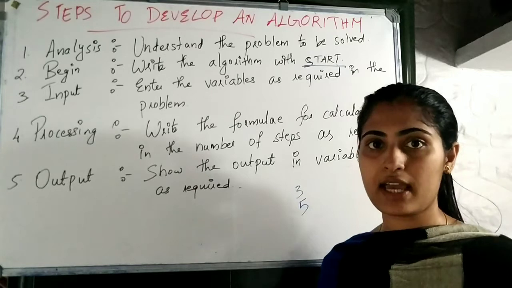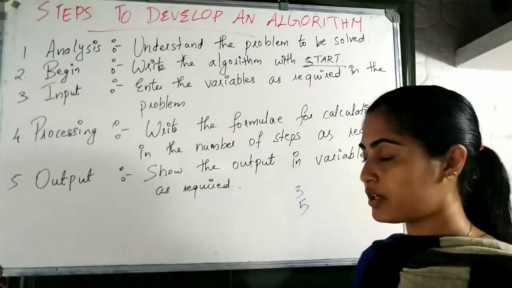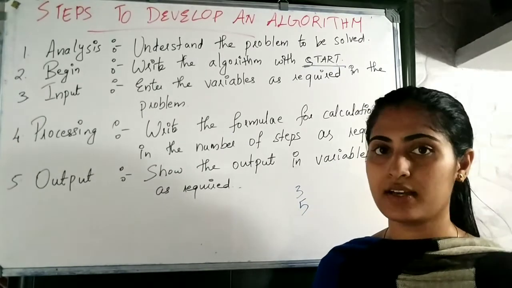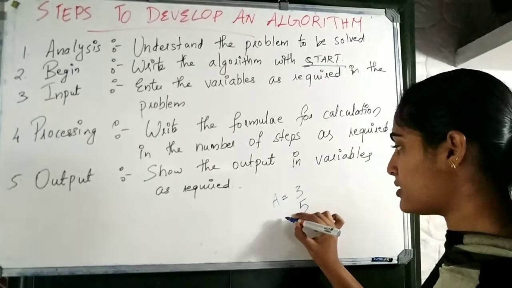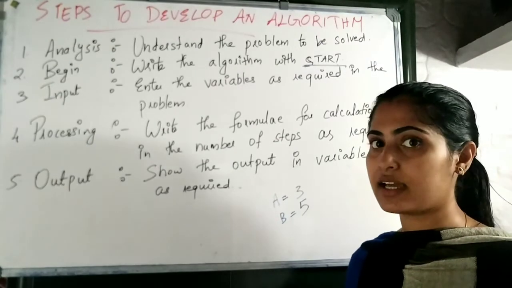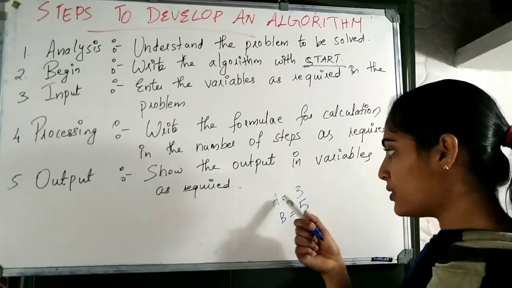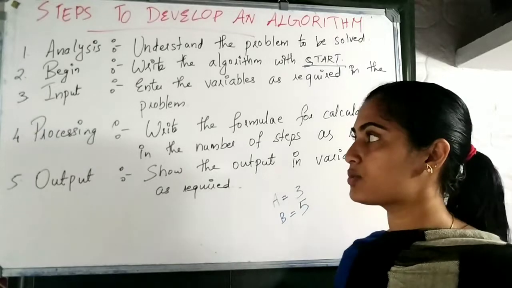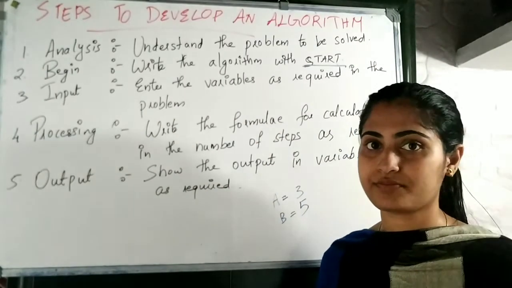But while you are writing an algorithm, you cannot directly write numbers. That is, you cannot enter numbers like 3 and 5. Instead of that, you should write variables. That is, I am assigning 3 is equal to A, and I am assigning 5 is equal to B. You cannot directly write numbers inside the algorithm. So instead, you assign these numbers to variables like A, B, C, D, etc. That is what you mean by input. Enter the variables as required for the problem.